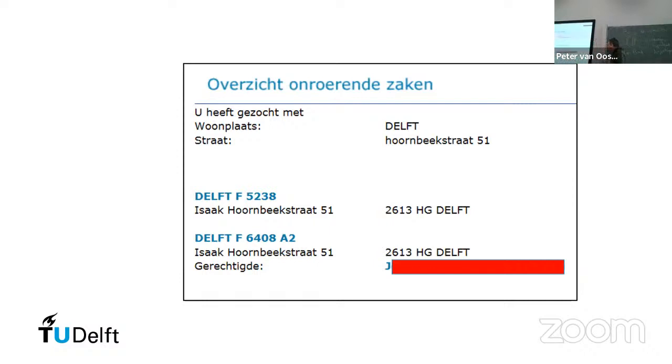In this building, there are only three apartments. So we have A1, A2, and A3. But this is just an example. Again, it can be completely different, it will be completely different in all the countries. This is just a good system.